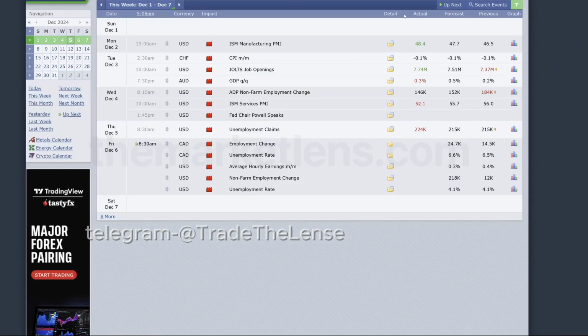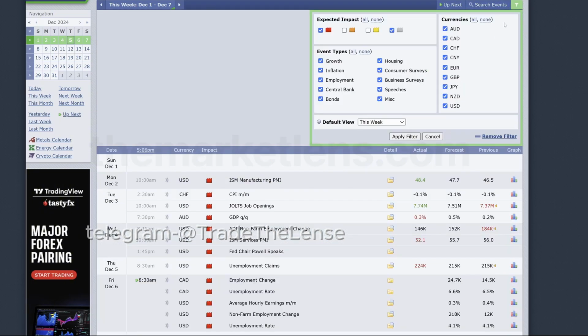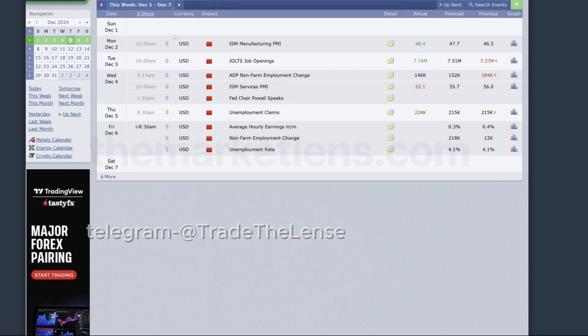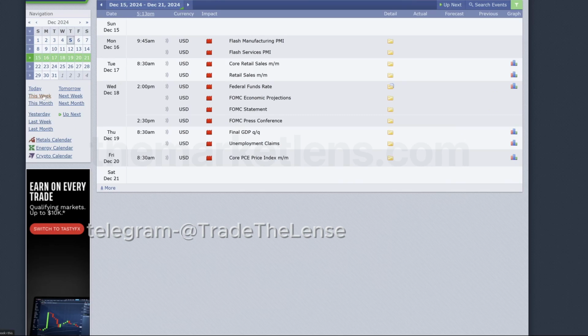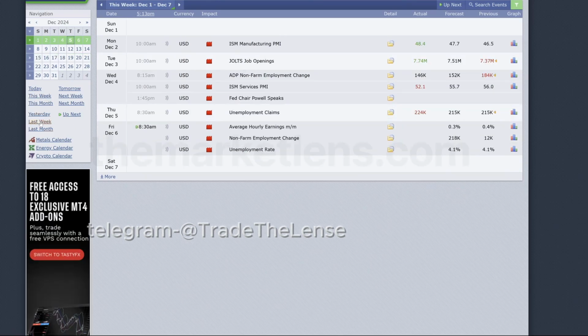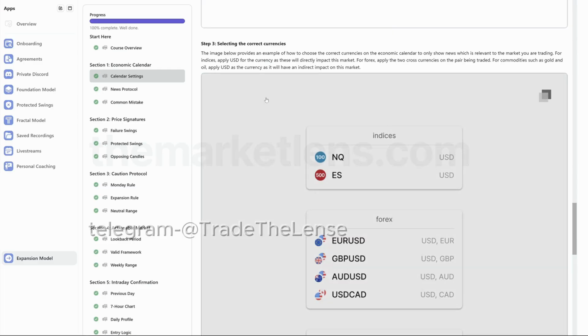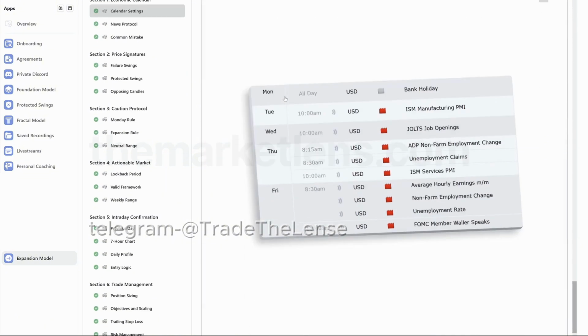So I would go to the filter, I trade indices. So the only one I care about is USD. I would apply that. And now I have my economic calendar for any given week. And I like to have it in the weekly view. So this week, not really in month or yesterday on the daily basis. I like to view it on the week. And that's pretty simple. Everyone pretty much understands that. This is what your economic calendar would look like at the end.